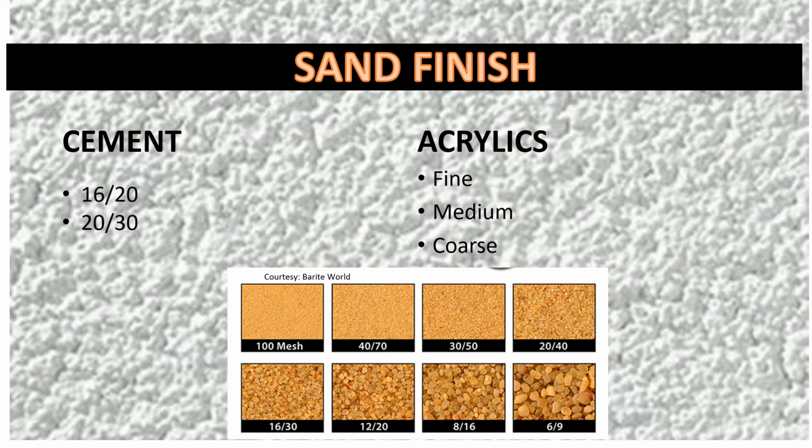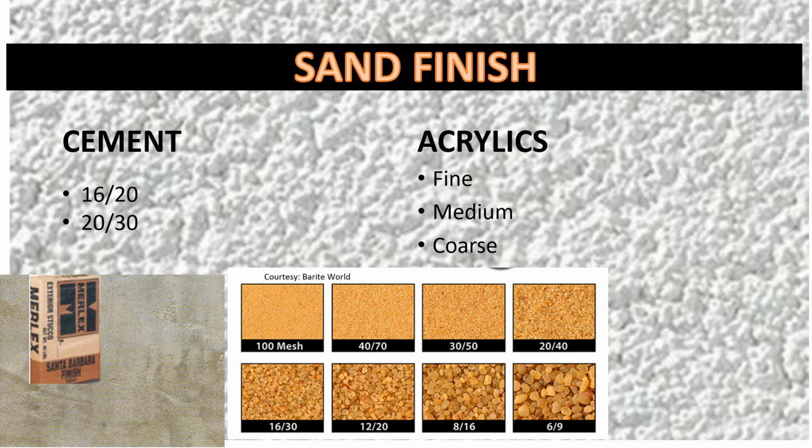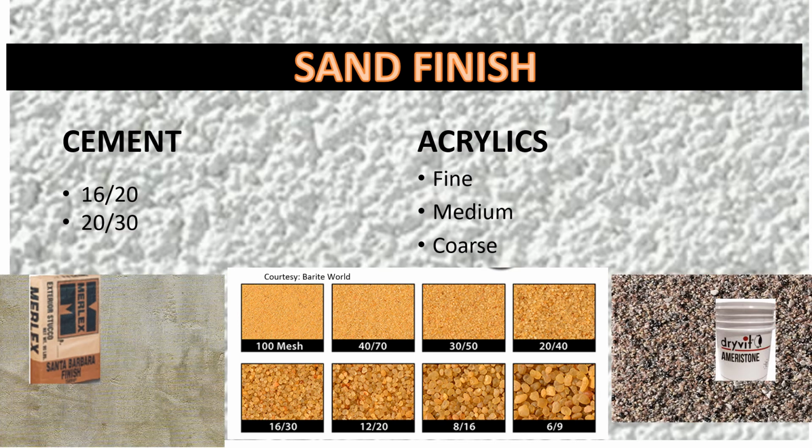The most popular uses are 16/20 and 20/30 sand blends for cement finishes. Each material also has specialty blends for unique textures. Such examples are Mission or Santa Barbara finish used in cements, or the Amerstone finish used in acrylics. Each manufacturer will have unique and special blends. Good plasterers should keep an open mind to all new products and strive to learn to use them to improve projects, enhance value, and to help grow the industry.